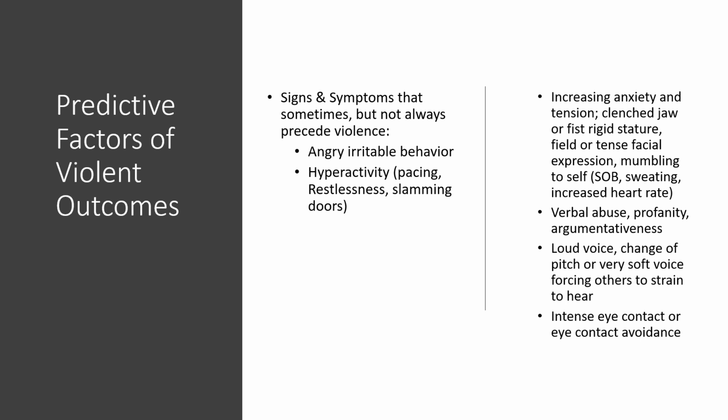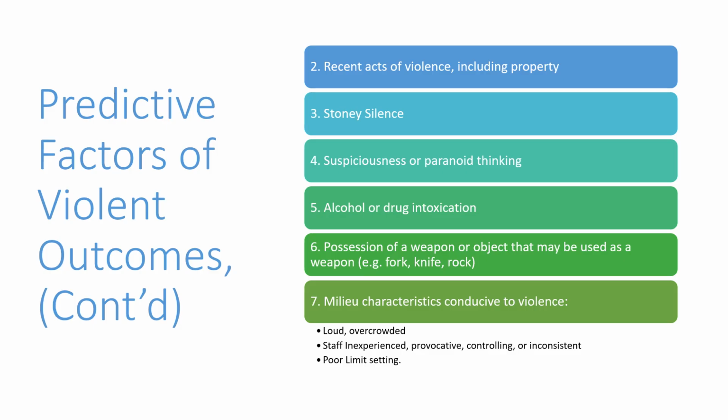Or is there a very soft voice that forces people to strain to hear? What about their eye contact? Is it intense? Or are they engaging in eye contact avoidance? Have they had recent acts of violence, especially towards property? Do they have a stony silence, suspiciousness, or paranoid thinking, alcohol or drug intoxication? Maybe they possess a weapon or an object that may have been used as a weapon, either currently or maybe they came in that way.